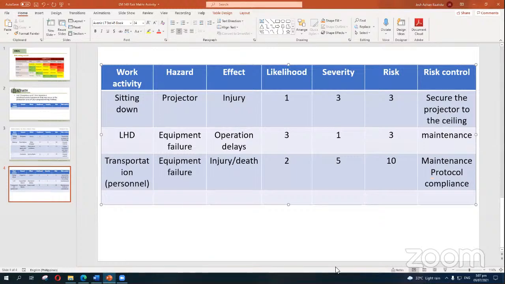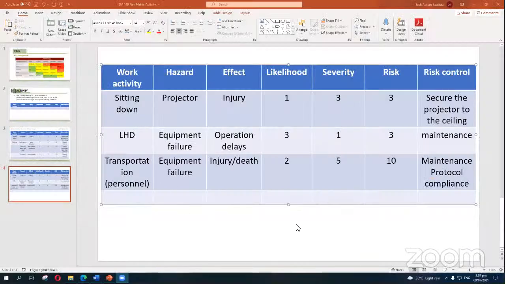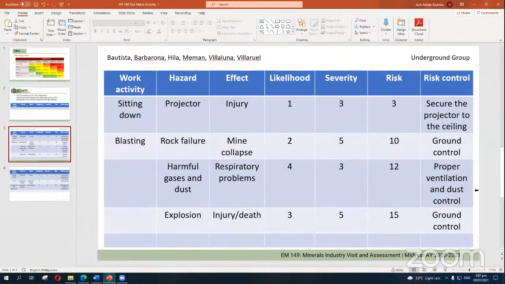Okay, sige. You can just keep your shared screen. So, you noticed, 'di ba, while you were doing the activity na yung risk control natin ay we could have a combination of kunyari administrative or engineering controls. Can I look at the previous slide? Okay. Sige. So, tama naman yung mga minention ninyo.